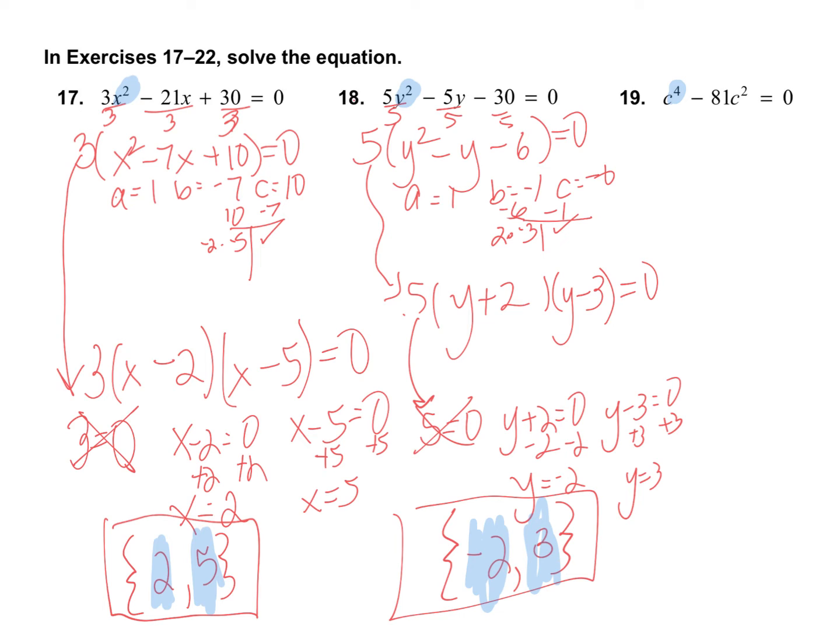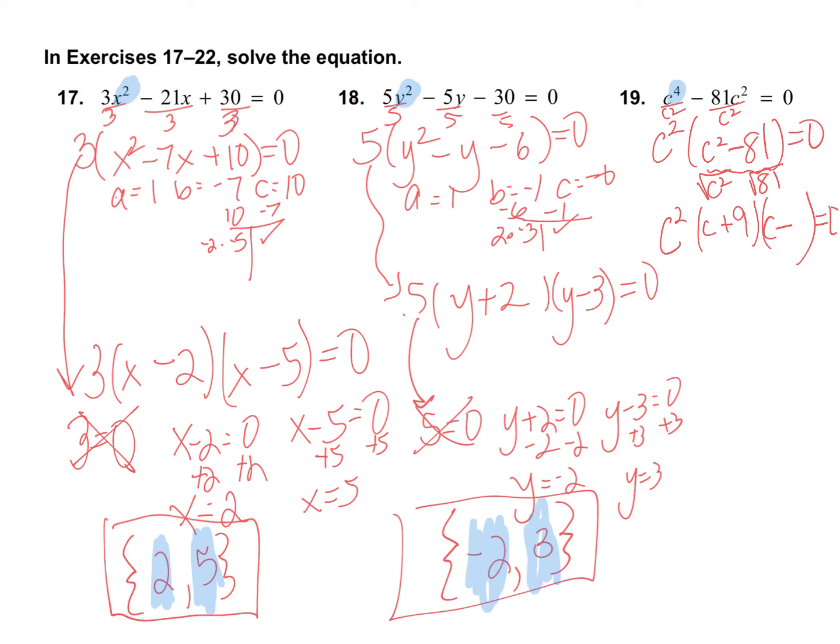So first I'll do a greatest common factor of c squared. I'll divide both of these by c squared. So c squared minus 81 equals 0. And this is a binomial that is a difference of squares. So I'll bring down the common factor, put 2 empty binomials, put an addition sign in one, a subtraction sign in the other, and take the square root of c squared and the square root of 81.